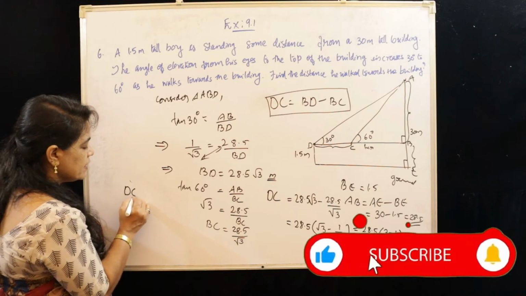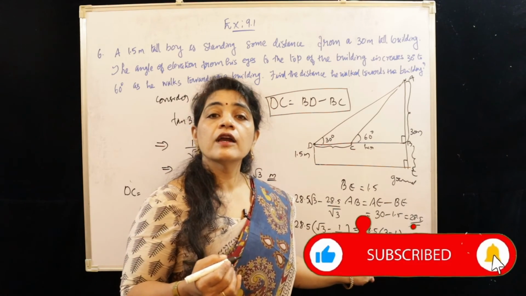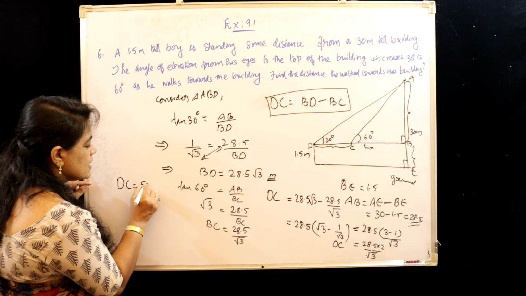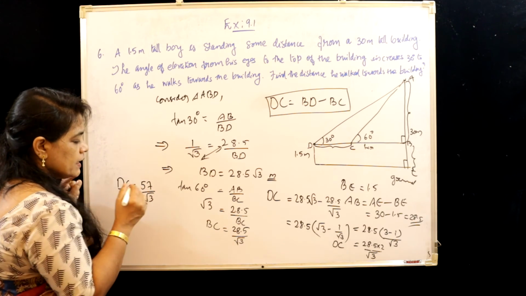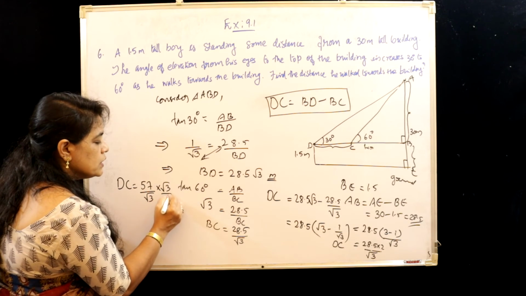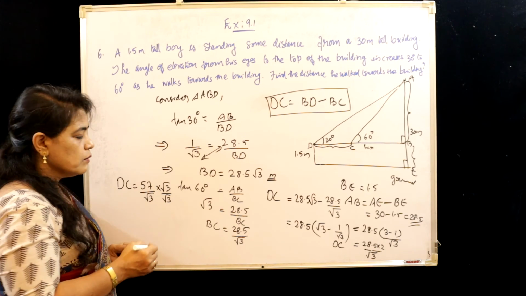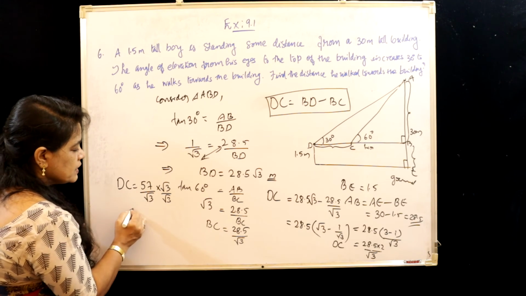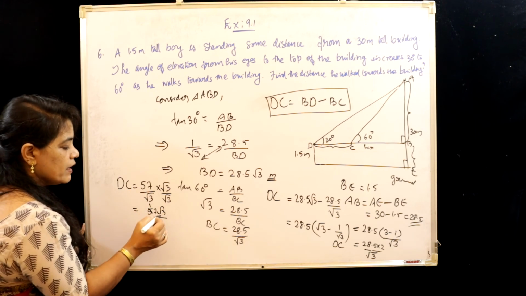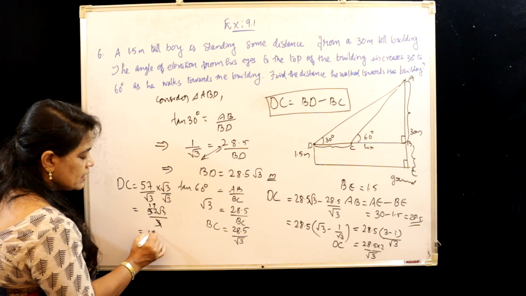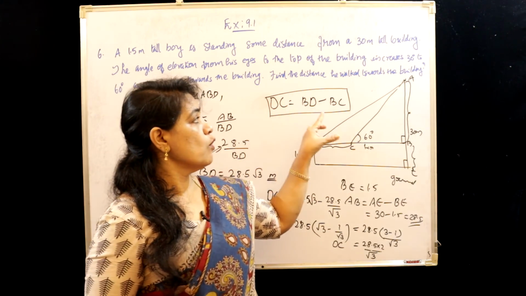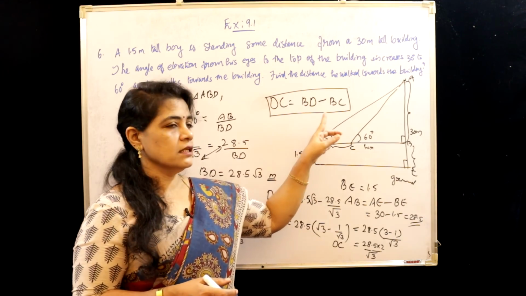So DC I am writing here. DC is equal to 28.5 into 2, which is 57. So DC equals 57 divided by root 3. Here also the denominator is an irrational number, so we have to rationalize by multiplying and dividing by root 3. Root 3 and root 3 become 3, and 57 root 3 divided by 3, and 3 in 5 one time, and in 27 nine, so 19 root 3 meter. This is the distance that he walked towards the building as the angle changed from 30 degree to 60 degree.